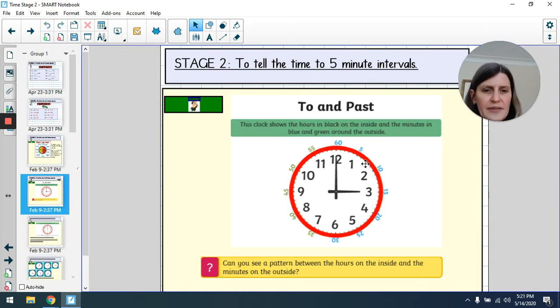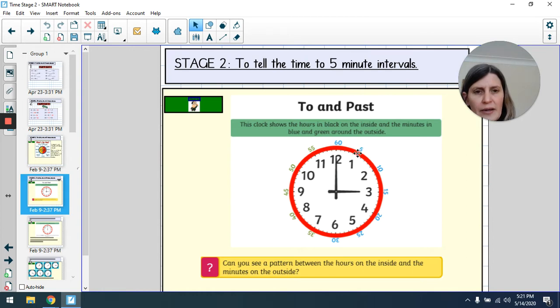So this clock shows the hours in black, and then we've got the minutes going around the outside. Now, we know that each one of these little jumps is worth 1 minute. So each one of these bigger jumps is worth 5 minutes because there are 5 little jumps in between. So what we can do is count round in fives. 5 minutes past, 10 minutes past, 15 minutes past, 20 minutes past, 25 minutes past, 30, 35, 40, 45, 50, 55, 60. Can you see a pattern between the hours and the number of minutes?